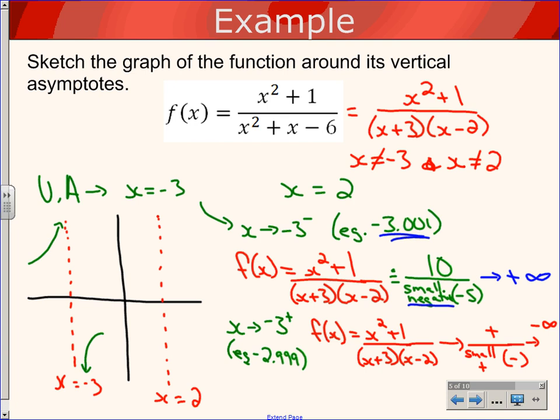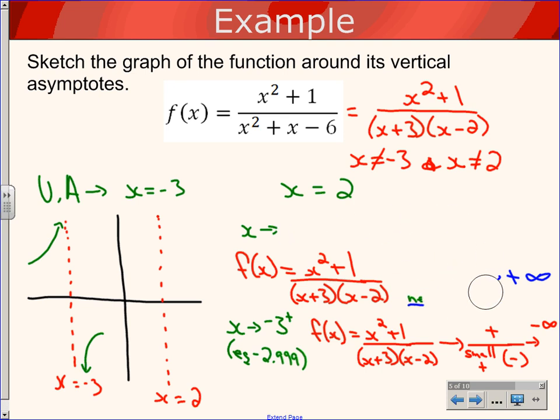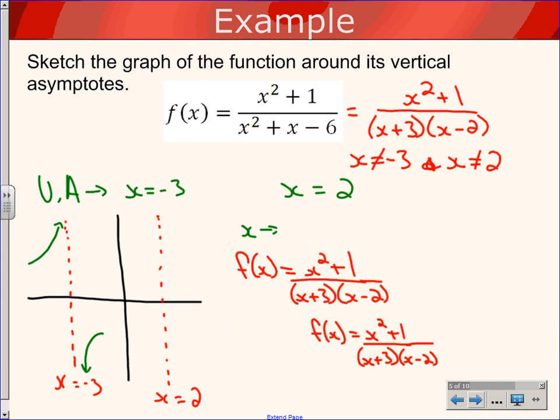Okay, for sake of space, I'm going to just erase part of this. I hope that's okay. Pause it if you need to copy some stuff down there still, because I want to go on to the 2 part. Just get rid of that. So what if we approach 2 from the left? And then down here will be 2 from the right.